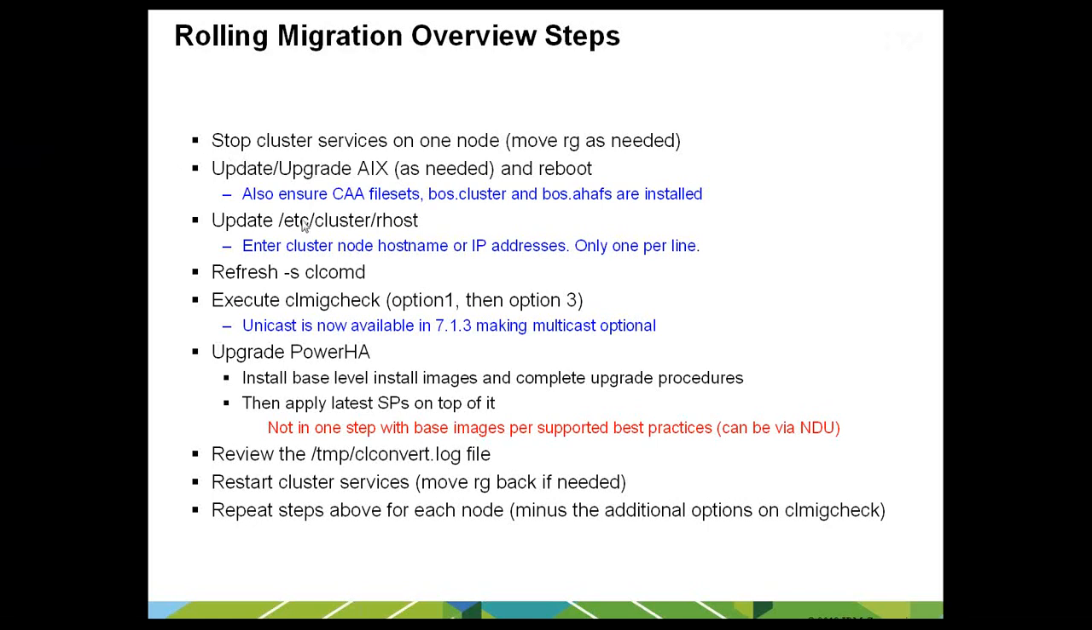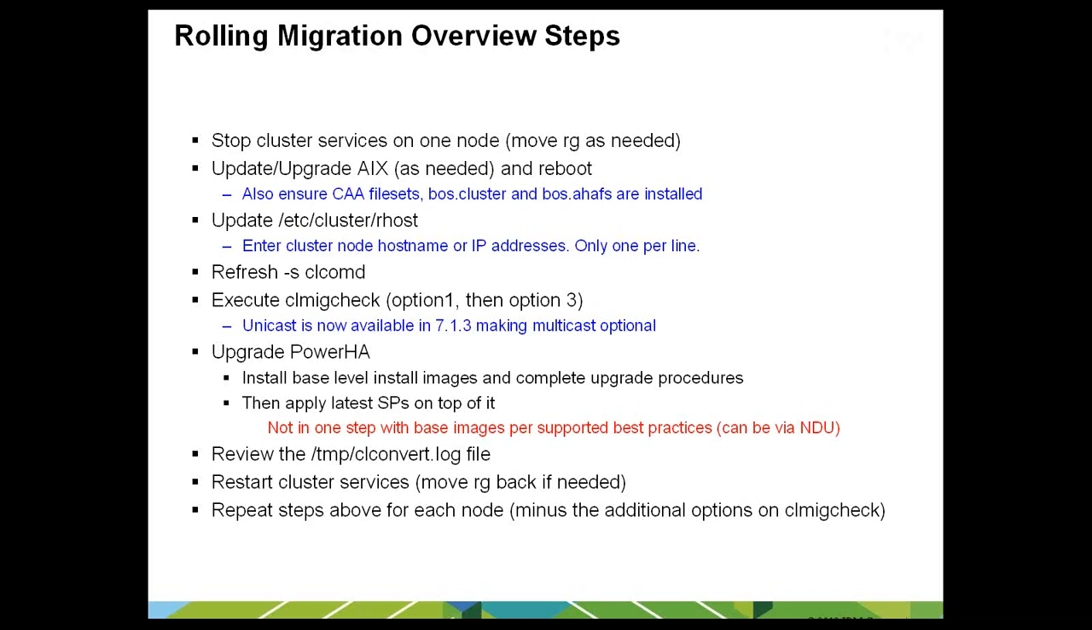So after we perform the update and reboot, I'm going to update the entries in /etc/cluster/rhosts. This rhosts file is cluster-aware AIX specific. So the first time you do it, there shouldn't be anything in the rhosts file. I'm going to manually enter either the host name or the IP address, either one, but the caveat there is to make sure there's only one per line.